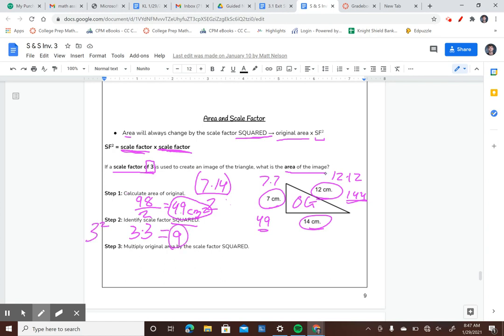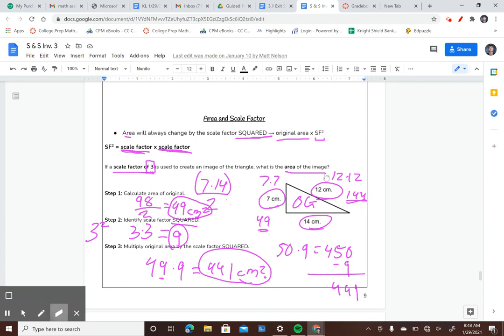So what I need to do is take my 49 centimeters and multiply it by my scale factor squared, which was 9. 49 times 9 would equal, let's see, well, 50 times 9 would equal 450. But since 49 is 1 less, I need to subtract 9, which would give me 441. So 49 times 9 would give me 441, and that would still be centimeters squared, and that would be the area of my image or my copy.